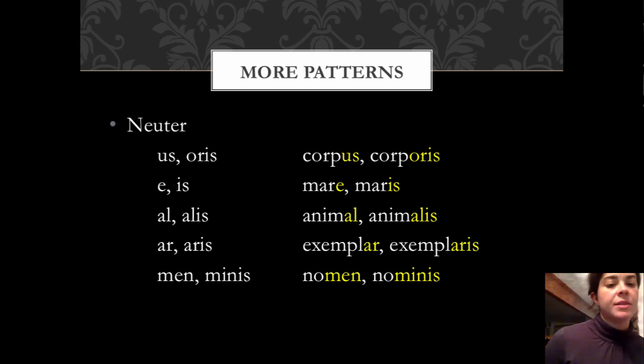In neuter, you have the same kind of idea, the us, oris, corpus, corporis. This is going to be a tricky one for you guys. You're going to have to really remember the differences with these words because they're going to look like second declension just by the nominative alone. The e, is pattern, such as mare, maris, the al, alis, animal, animalis, and the ar, aris, exemplar, exemplaris, and lastly the men, minis pattern, nomen, nominis.